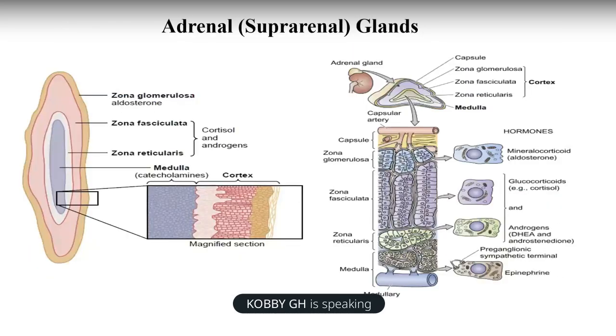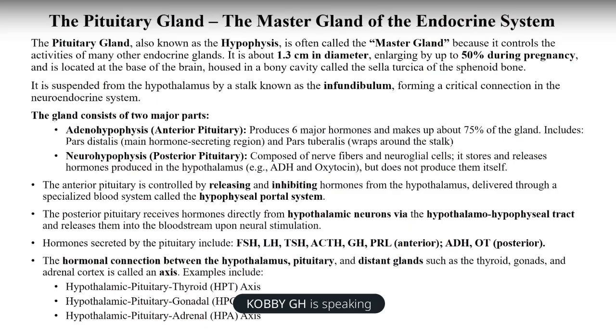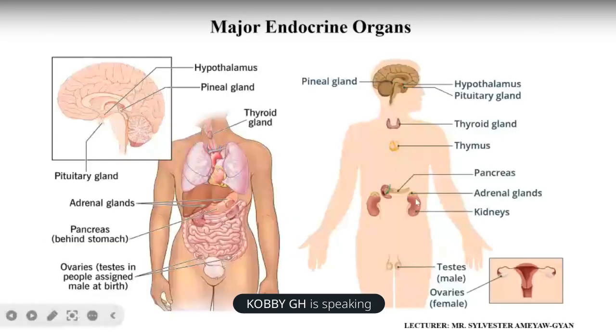So you see, this is the kidney. You know, we have two kidneys. The adrenal gland actually sits on top of the kidney. So let me go back quickly so that we look at it again. This is the adrenal gland, and this is the kidney. The adrenal gland sits on top of the kidney. That's why we also call it the suprarenal gland.